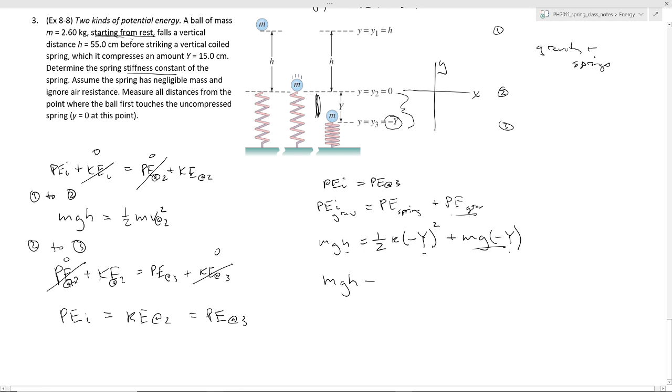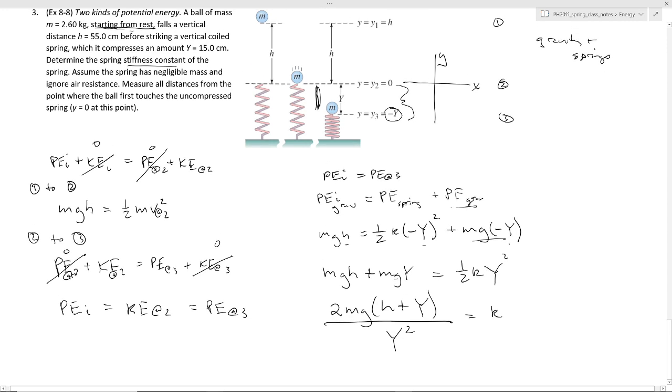mgh minus mg negative y, so actually this would become plus mg y. That's going to equal 1/2 k capital Y squared. We can divide by a factor of y squared, multiply by a factor of 2, and actually we can pull out a factor of mg from the numerator. So this would give us our expression for k. We can put all our units in.